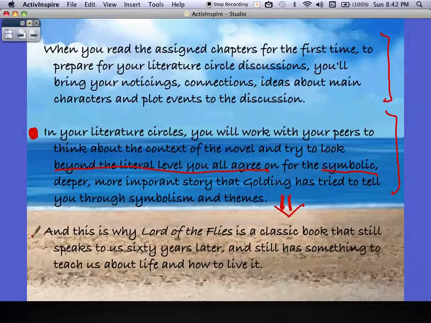It matters because the reason that people read is to become better people. Lord of the Flies is a classic because it still speaks to us 60 years after it was written. It still has something to teach us about how to live in the world with other people. And that's why context matters.